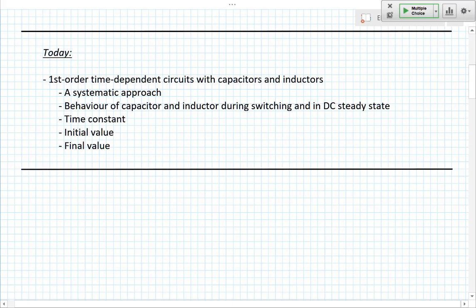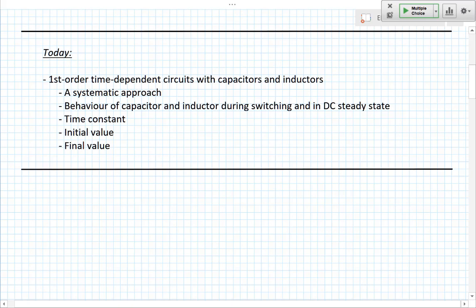So we will try to think about how to approach this problem systematically. And for that, we'll pay special attention to the behavior of capacitors and inductors when a change in the circuit happens. And of course, the way they behave also when the circuit is sitting for a long time without any change. And again, these are things that we saw in the context of examples in the past couple of days. We will define the concept of time constant and initial value and final value, that really have to do, again, with what happens during switching or in DC steady state.